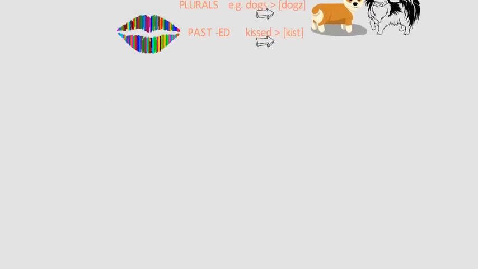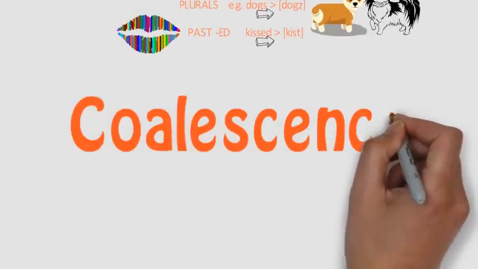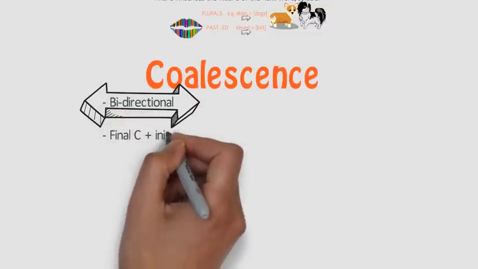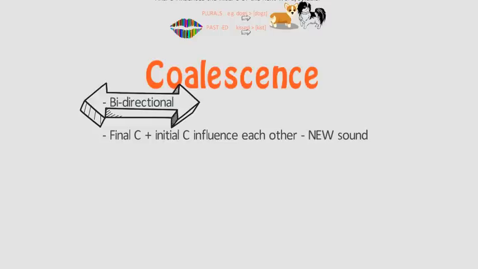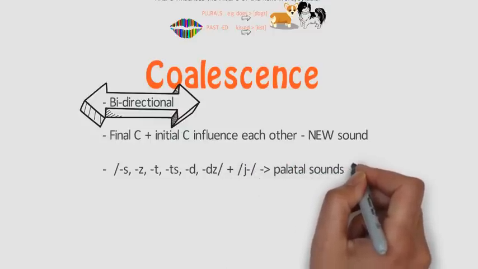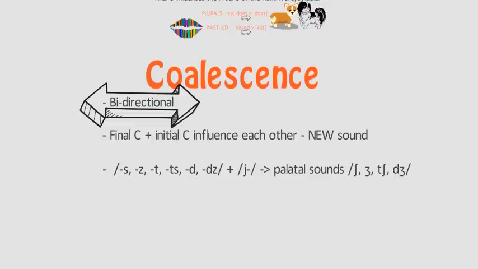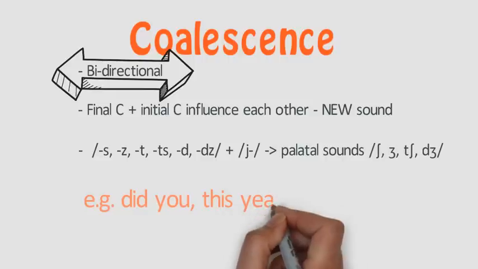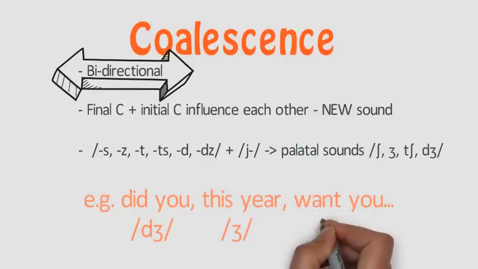The third type of assimilation is a special one, called coalescence, where there is assimilation in both directions. This is, each consonant sound influences the other and a new sound is created with features of both. It usually happens when we have any of these sounds you can see on the screen, followed by a y sound, creating one of these four palatal sounds: sh, zh, ch, and j. Let's clear this out with some examples again. In fluent speech, sequences like "did you", "this year", or "won't you" would be said "didja", "thish year", and "wonchu". Did you, this year, and won't you.